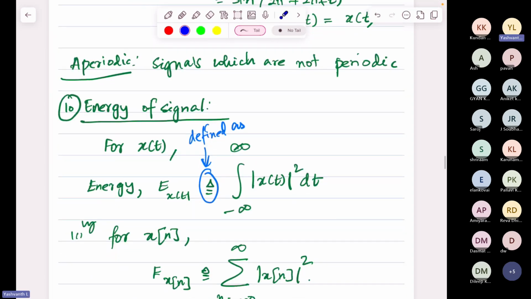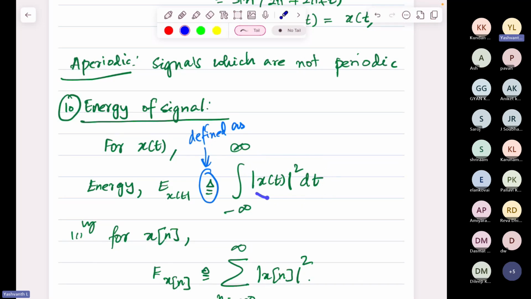Next important concept is called the energy of a signal. Okay, now energy is defined as follows. If I give any signal x of t, the energy of the signal, denoted by E subscript x, is defined as, you see this new symbol, I put a triangle and a two and I underscore them. This is a symbol in mathematics called 'defined as'. So the energy of a signal is defined as the integral from minus infinity to plus infinity of mod of x of t square dt. Okay, so this is for a continuous time signal.